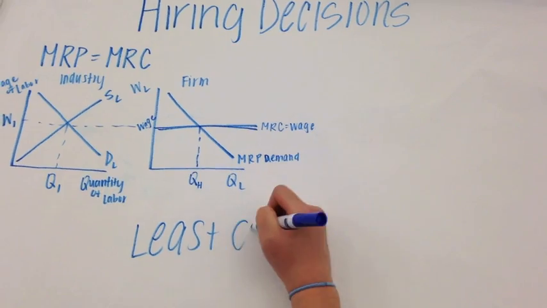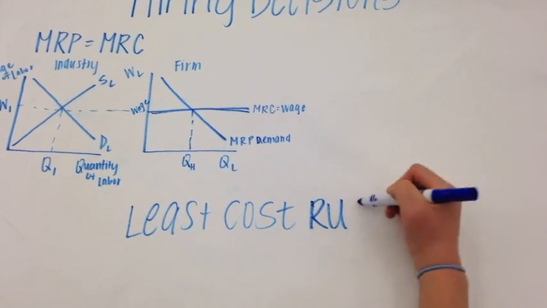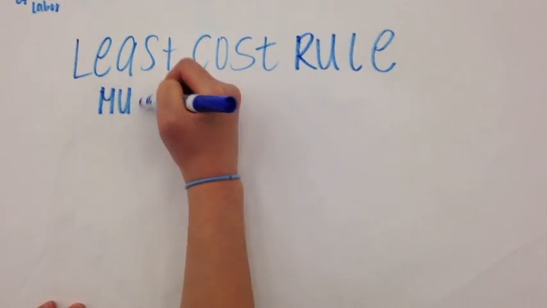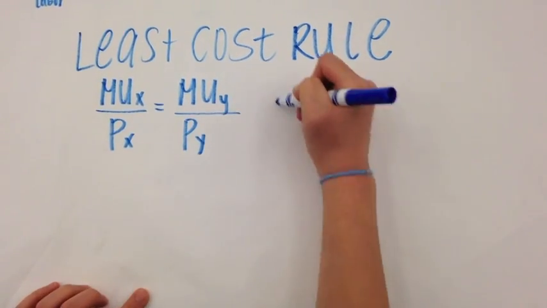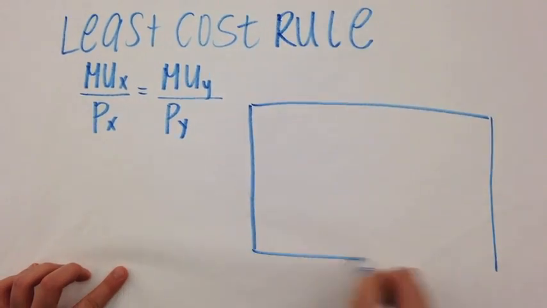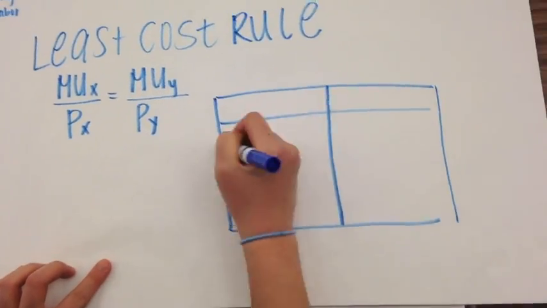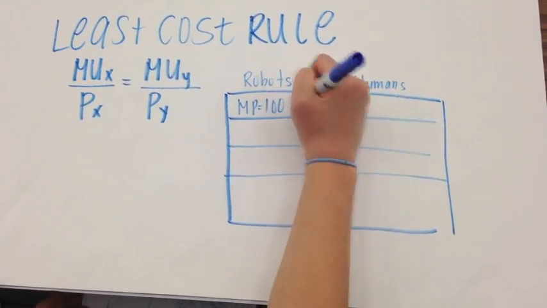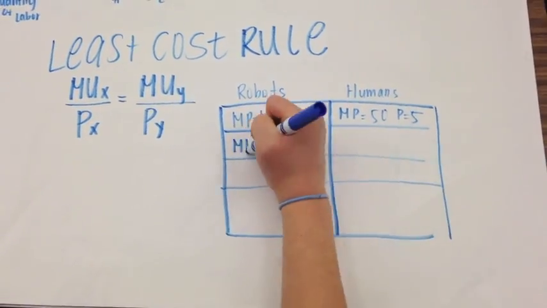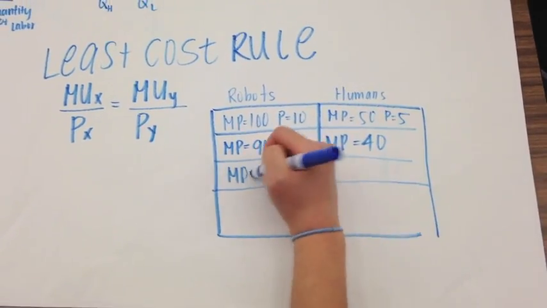Included in these decisions is the least cost rule. Use this when you're comparing two different inputs of labor. The formula is the marginal utility of one product over its price equal to the marginal utility of another product over its price. So in this example, we'll be using robots and humans. The price of a robot is 10 and the price of a human is 5. You can see their marginal products on the screen. Now, if you had $25, how many of each would you hire?